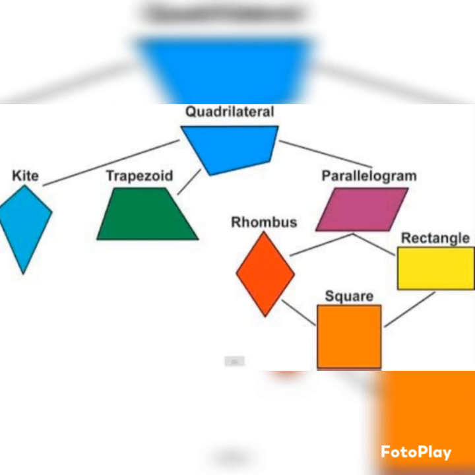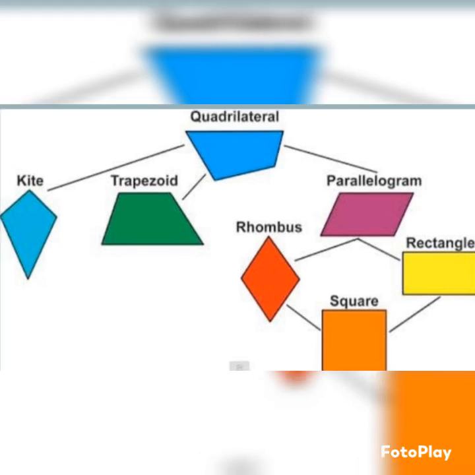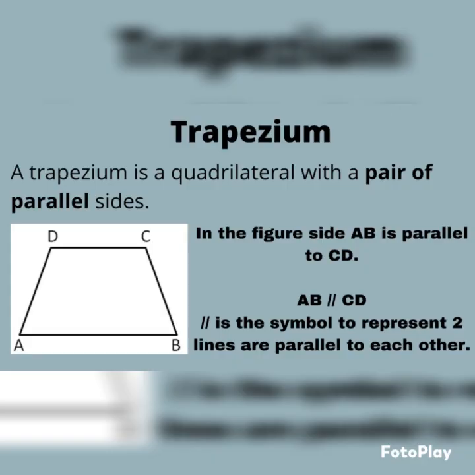This is the family of quadrilateral: kite, trapezoid or trapezium, parallelogram, which is again divided into rhombus, rectangle, square. Or we can say that rhombus, square and rectangle are the special type of parallelogram. In this video we are going to cover all these quadrilaterals and we are going to see the property one by one. Let's start with trapezium.